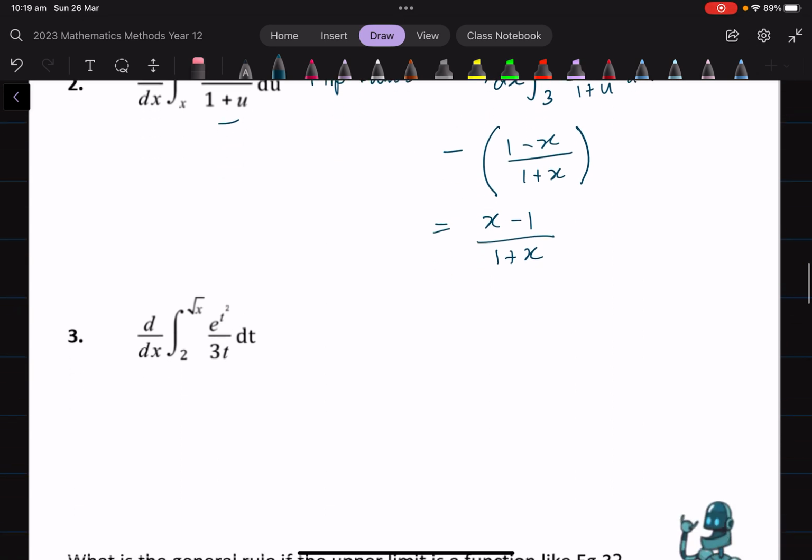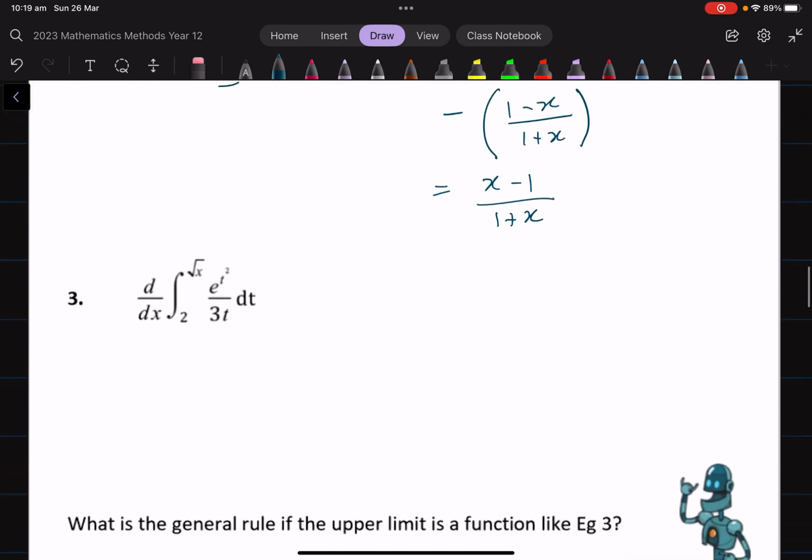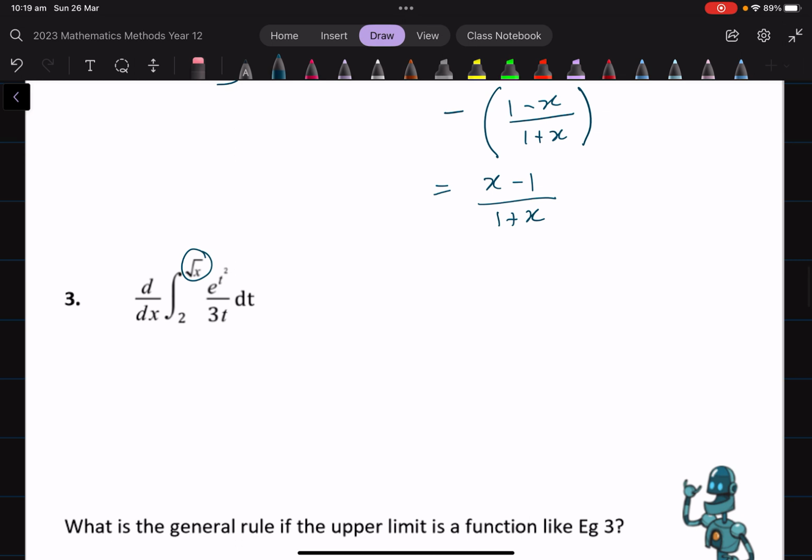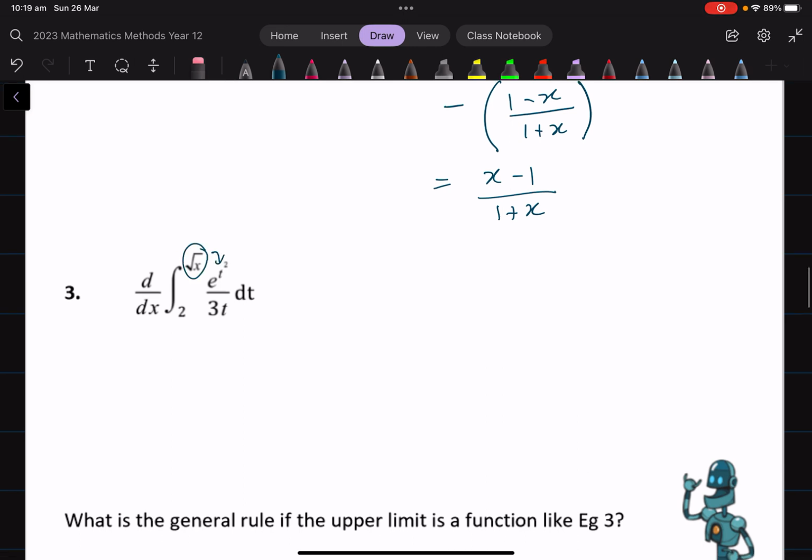And then finally, this one's a bit different because on the top it's not just a single x anymore. We can't just substitute x into the function. We've got to substitute square root x into where the t is. But because it's no longer just a linear term or a straightforward x, we've actually got to be careful and use the chain rule here as well.